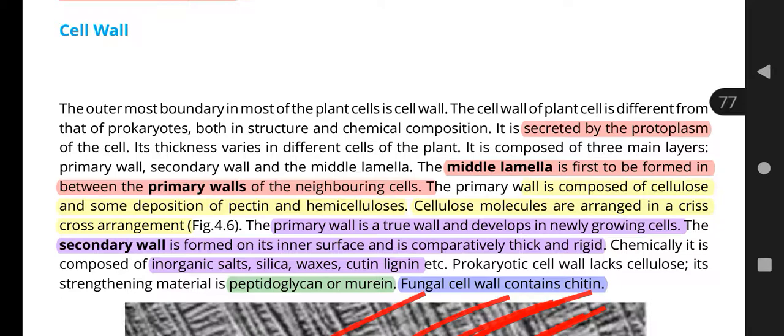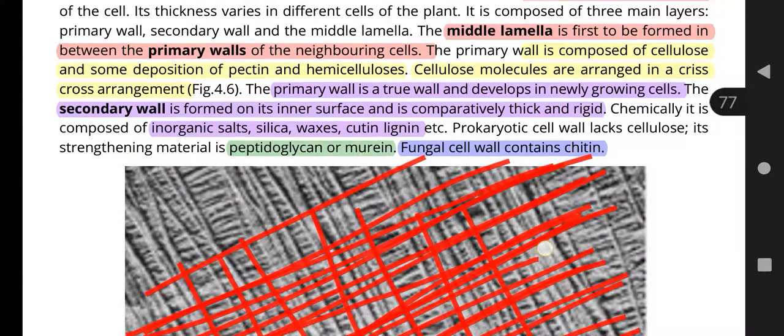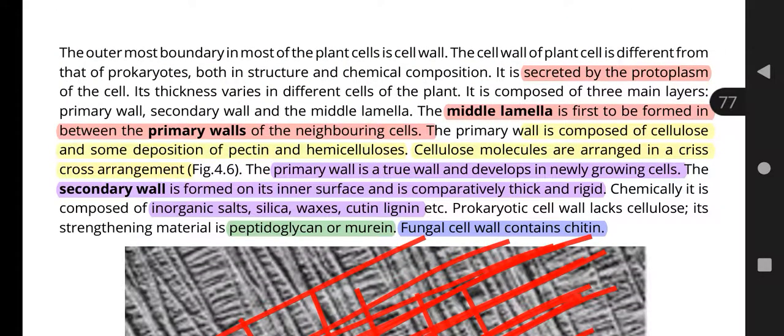The primary wall is actually called the true wall, and it develops in the newly growing cells, and it consists of three major things: cellulose, pectin and hemicellulose. The cellulose is present in a crisscross manner. Crisscross means the fibers are perpendicular to each other, at an angle of 90 degrees. So in the primary cell wall, cellulose, pectin and hemicellulose are present, and cellulose fibers are present in a crisscross manner.